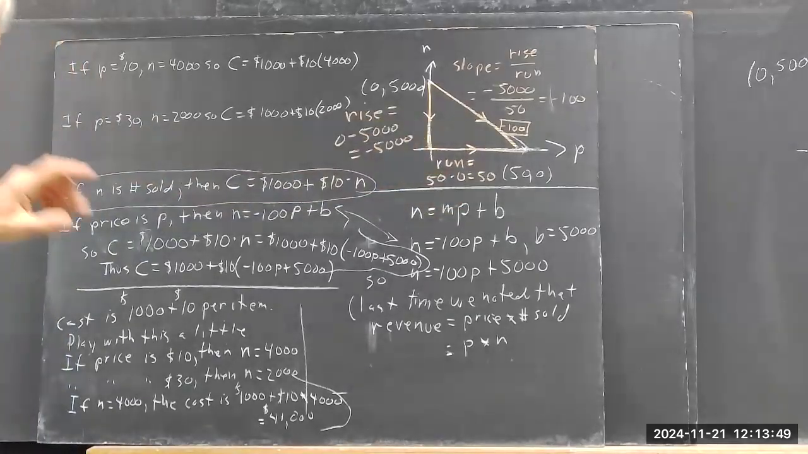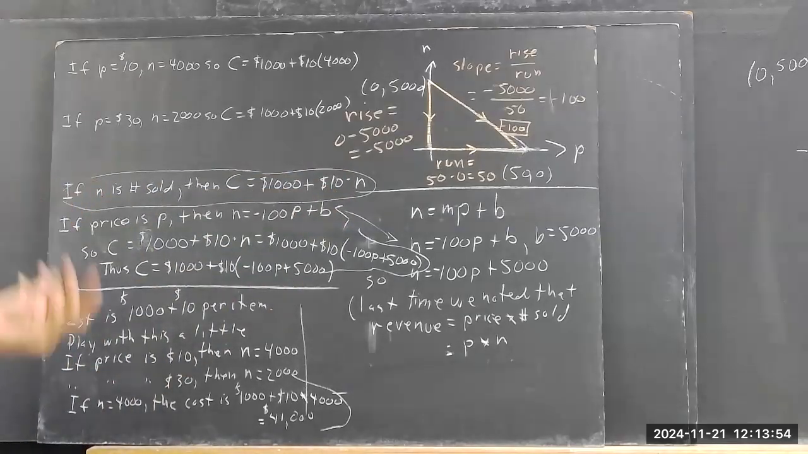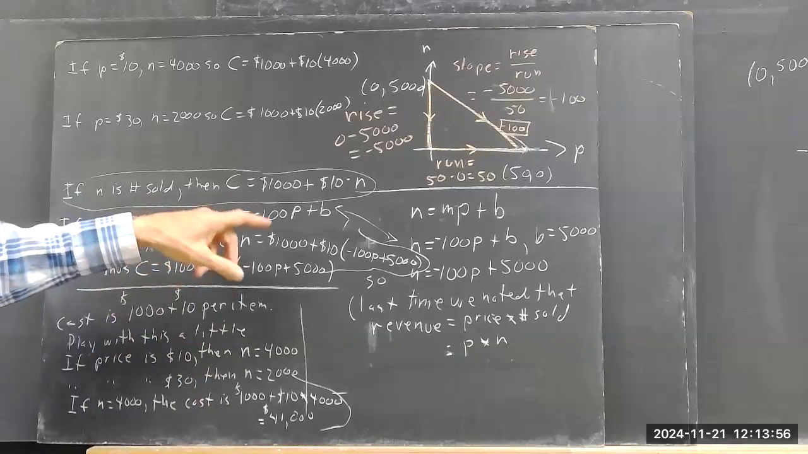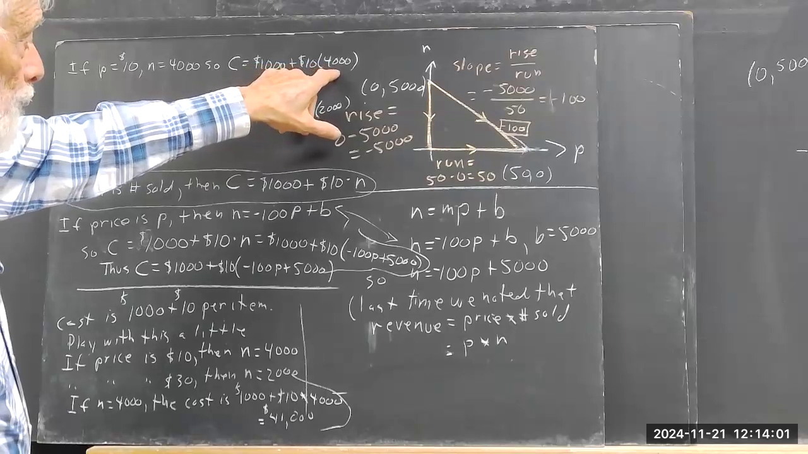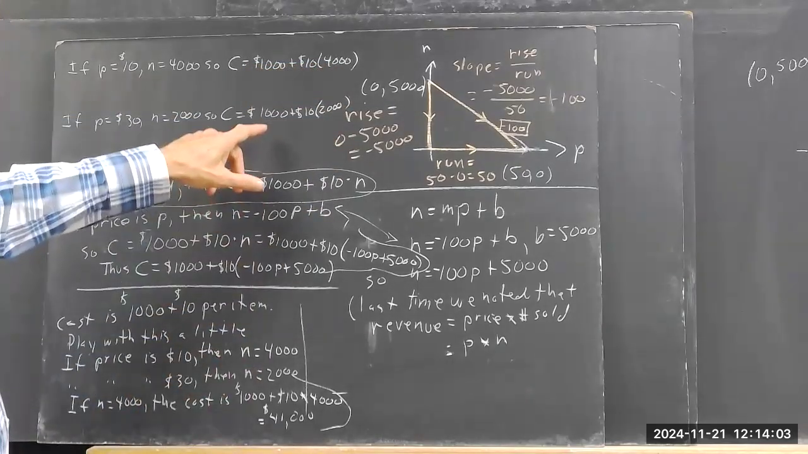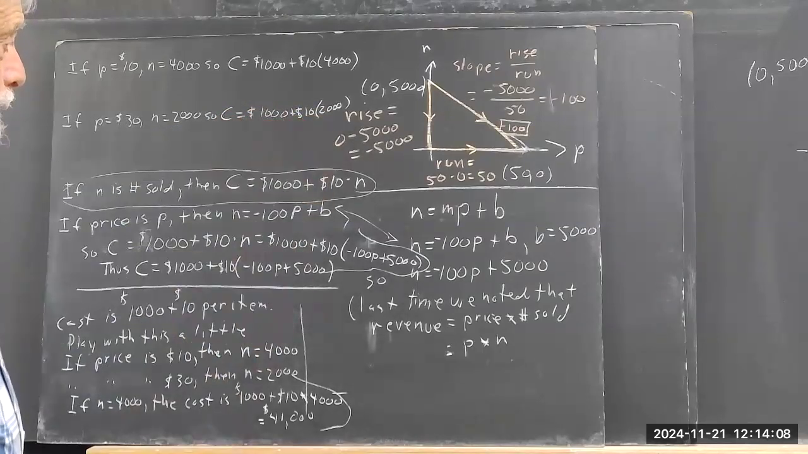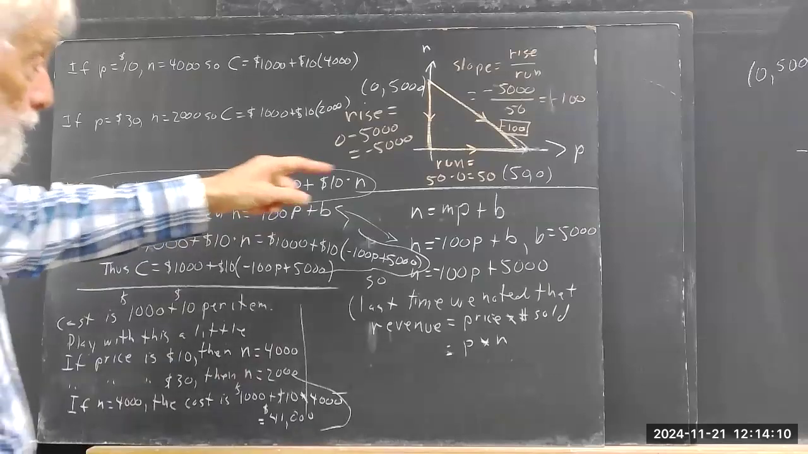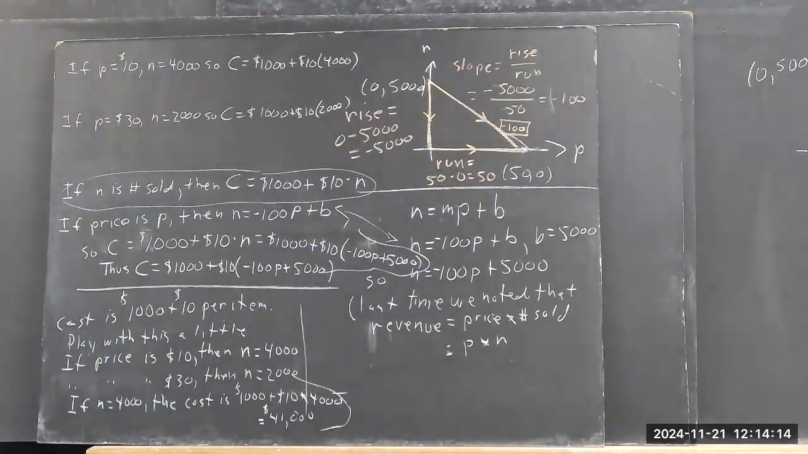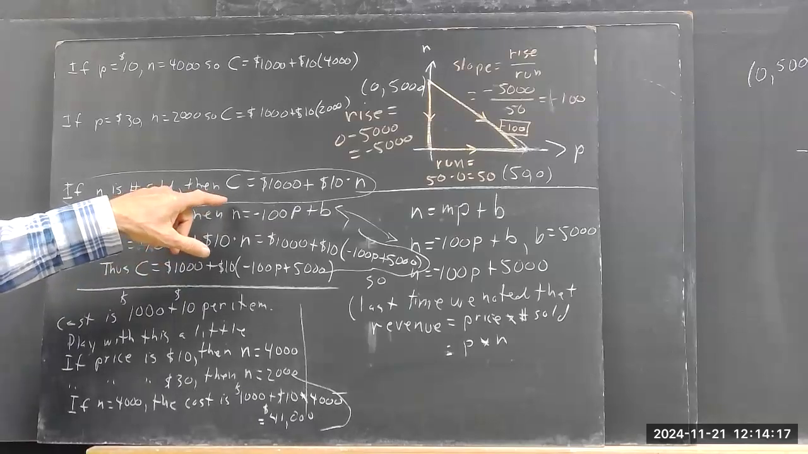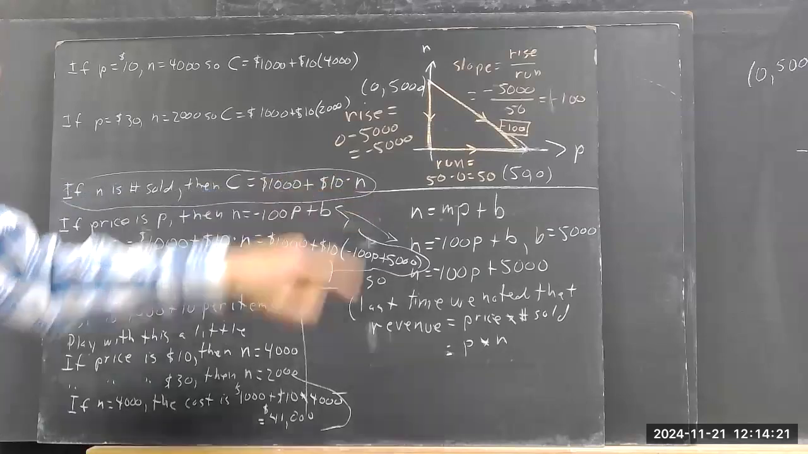So we've seen that. Following the same logic, if N is the number sold, then what's the cost? Well, here we did $1,000 plus $10 times the number of items. Here we did $1,000 plus $10 times the number of items. The number of items changed because we raised the price from $10 to $30. Okay? They come to the conclusion the cost has to be $1,000 plus $10 times N.